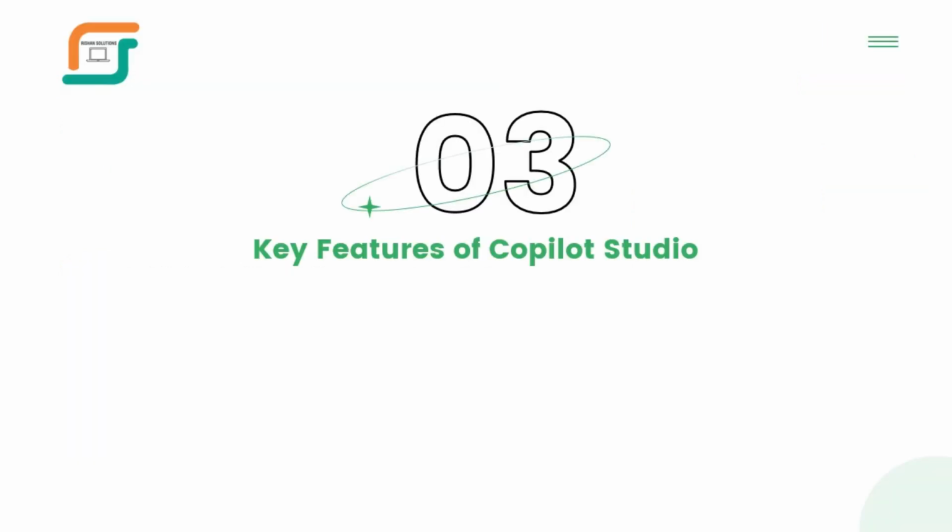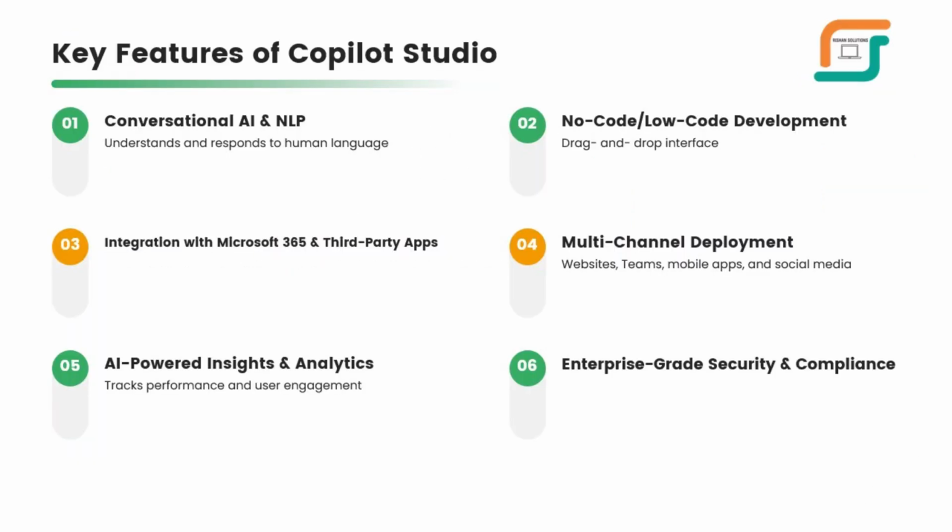Key features of Copilot Studio. Copilot Studio offers a wide range of features, including conversational AI with natural language processing, a user-friendly drag-and-drop interface for no-code development, and integration with Microsoft 365 and third-party applications. It allows multi-channel deployment on websites, Microsoft Teams, mobile apps, and even social media platforms. Additionally, AI-powered insights and analytics help track performance, while enterprise-grade security ensures compliance and data protection.